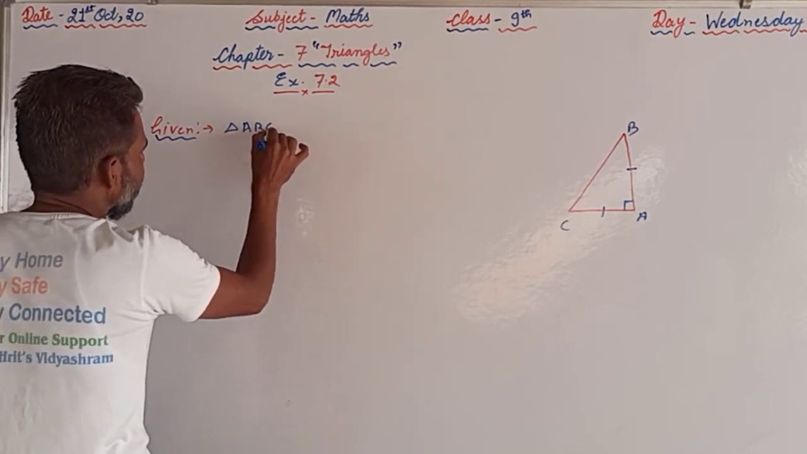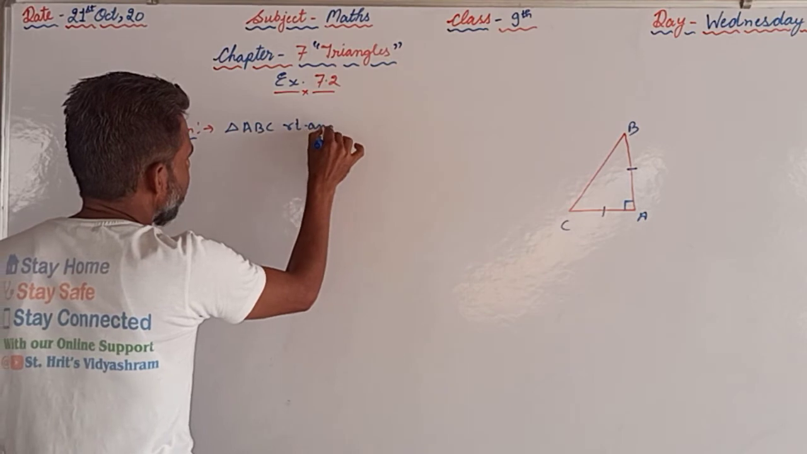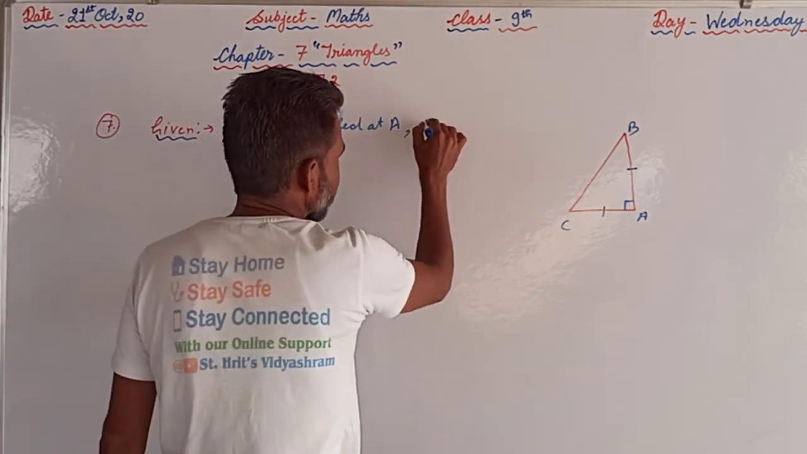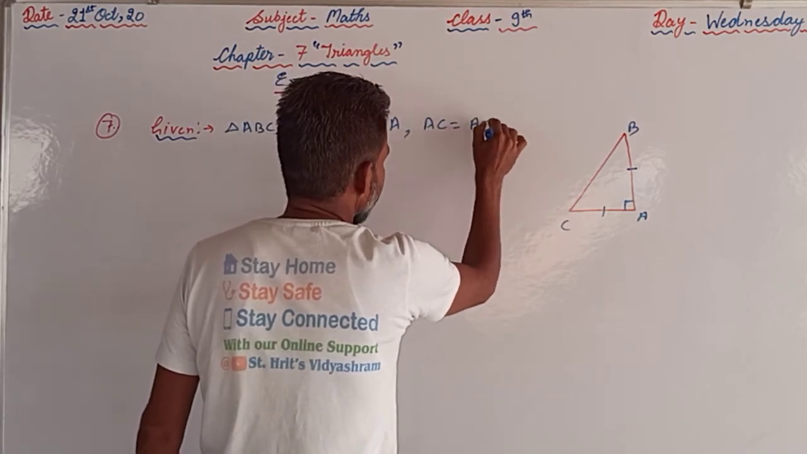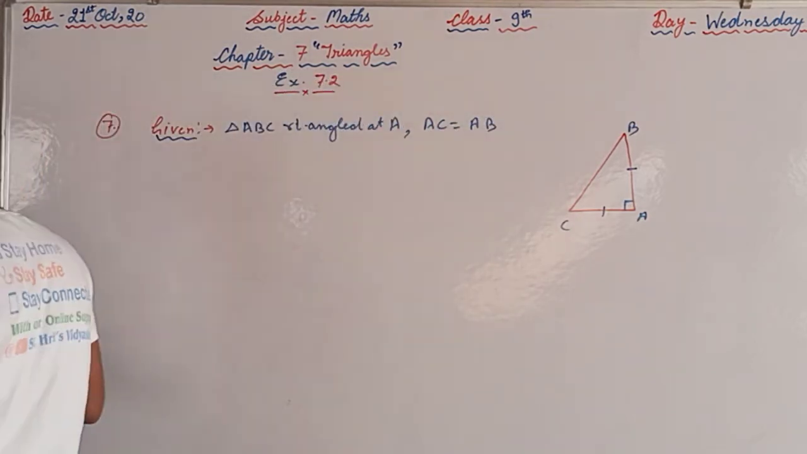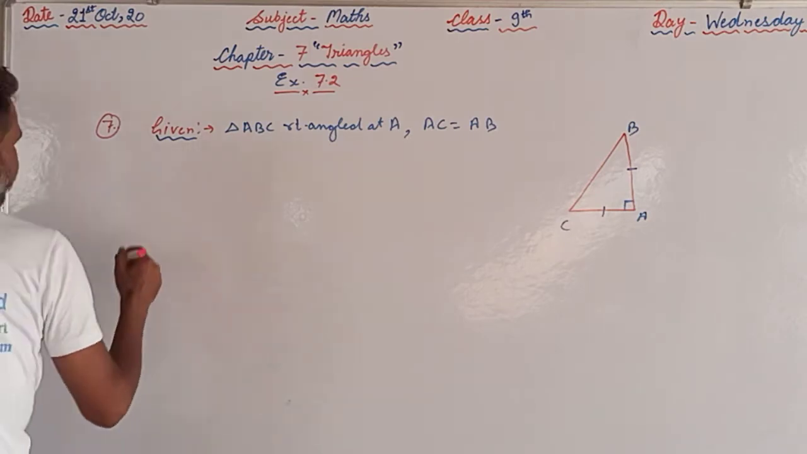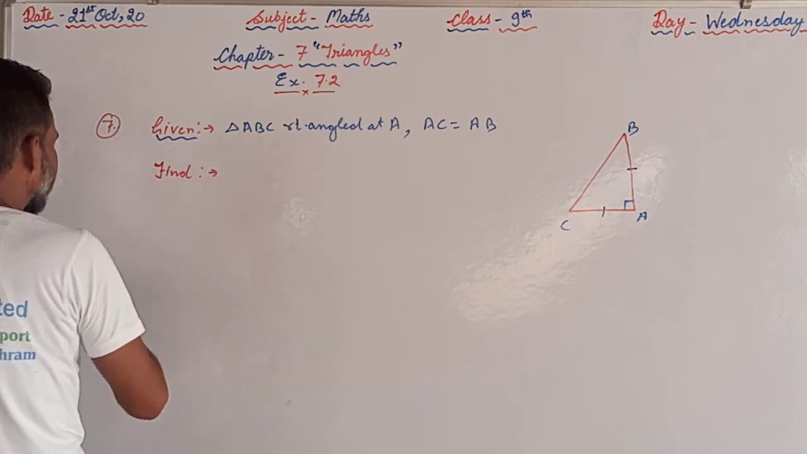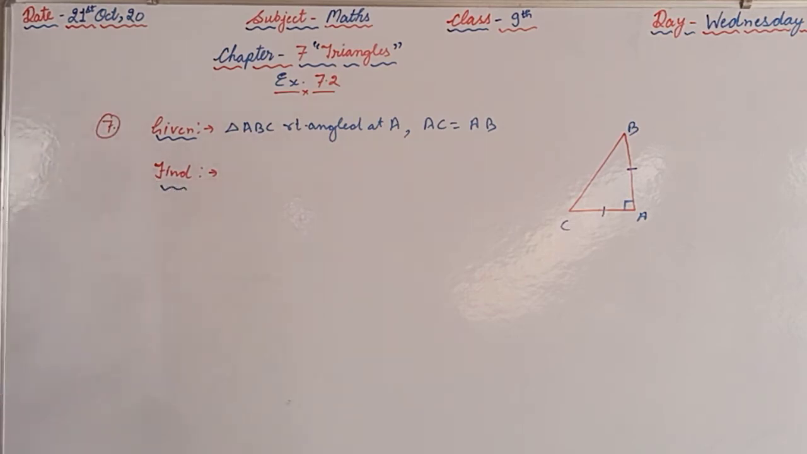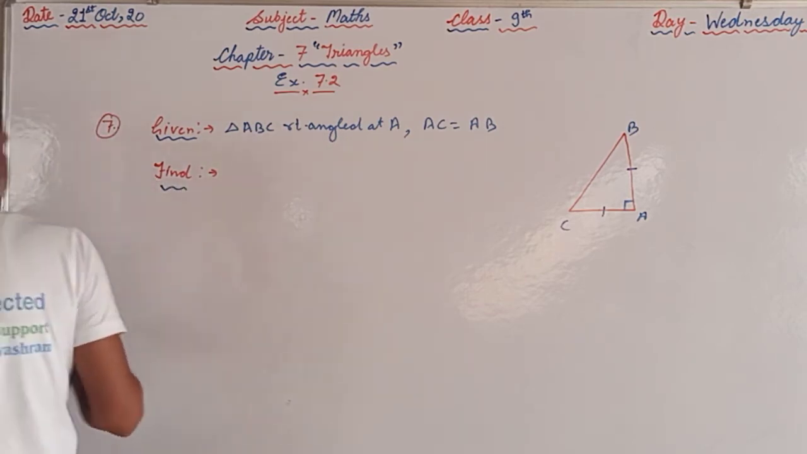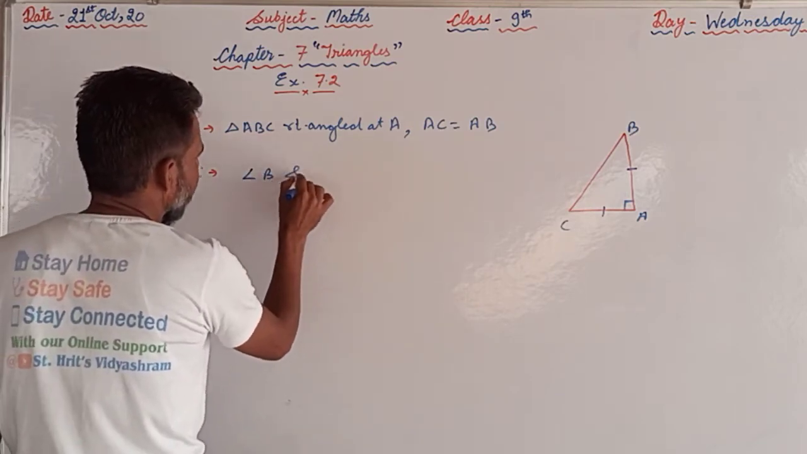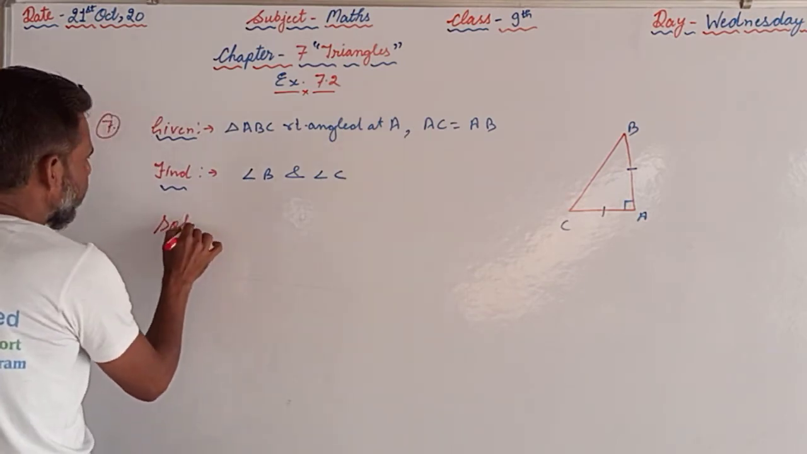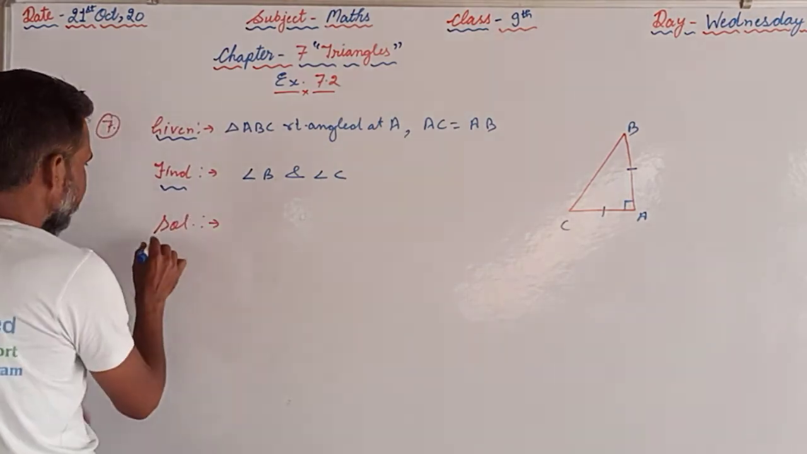Triangle ABC, right angle at A, and this is also given that AC is equal to AB. Now we have to find angle B and angle C. So, solution: we have to find the values of angle B and angle C.